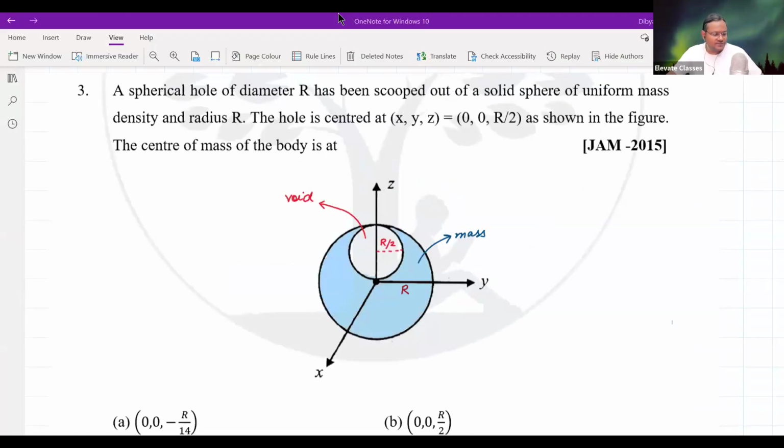All right, let me check the answers. Kashan, your answer is correct. Karthik, it is not correct. Check again.